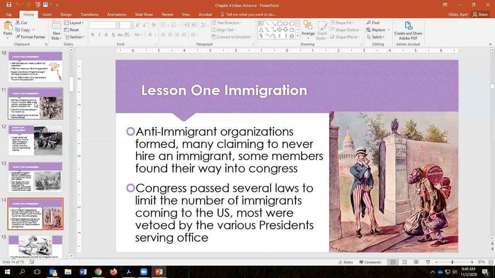Anti-immigrant organizations formed, many claiming to never hire an immigrant. Some members found their way into Congress. Congress passed several laws to limit the number of immigrants coming to the United States. Most were vetoed by the various presidents serving office.